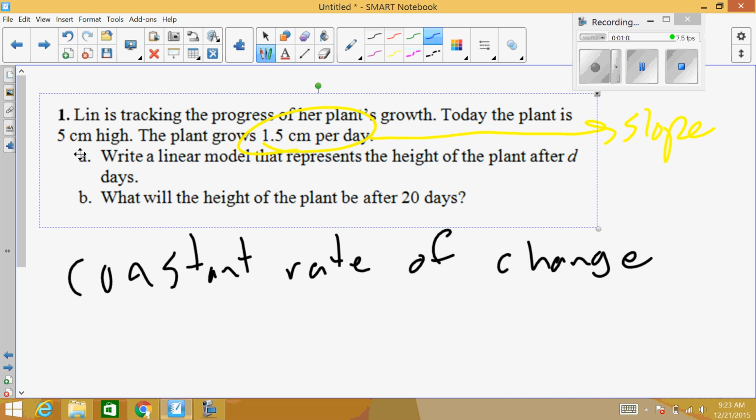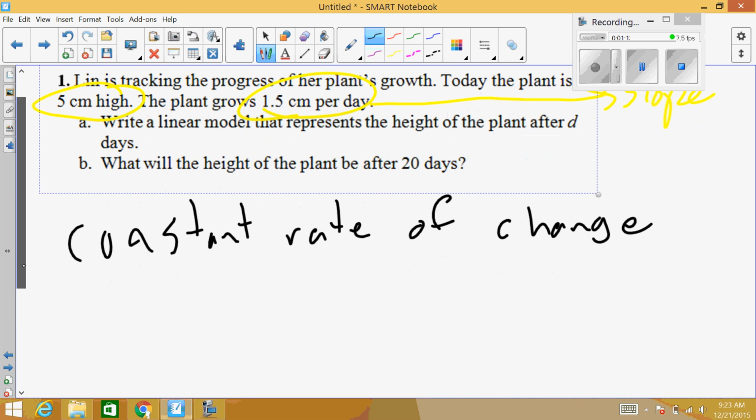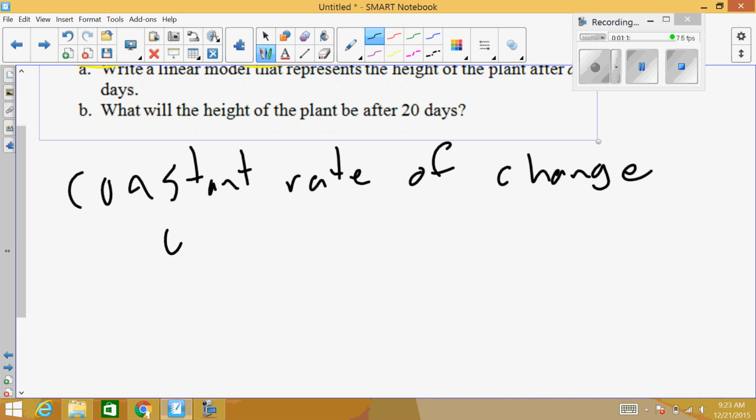Now I look at right here, here's our starting value, 5 centimeters. So no time has gone by, and it's 5 centimeters tall. So that means that's actually our y-intercept. So if I think of in the context of the story problem, y equals mx plus b, our slope-intercept form, well, here's our rate of change, our slope, and here's our start value.